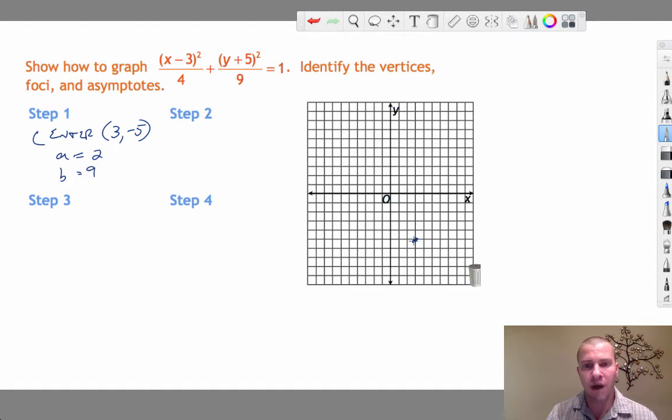This is a horizontal, so my vertices are going to be 2 away from that in the x direction. And my co-vertices: the b is not 9, the b is 3, the square root of 9. So the b is going to be 3 away in the vertical direction. And I can make that box now like this. From the center, the asymptotes are going to be using a slope of 3 over 2. So I have 1, 2, 3 over 1, 2. And I'm going to draw it all the way to the end. So I have my asymptotes going through that box in the corners and through the center.